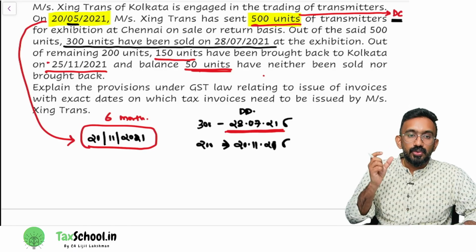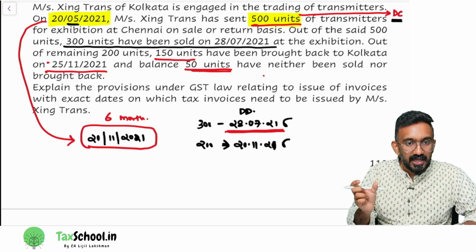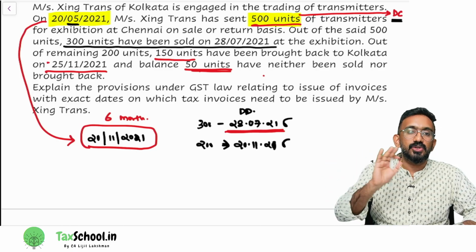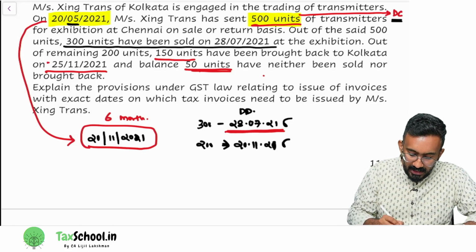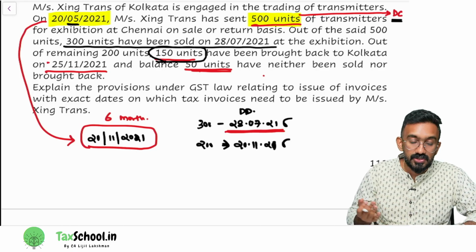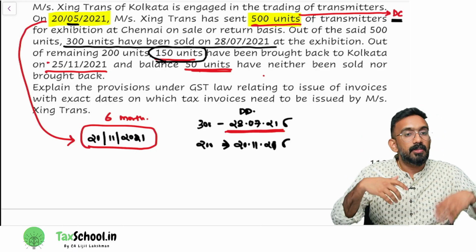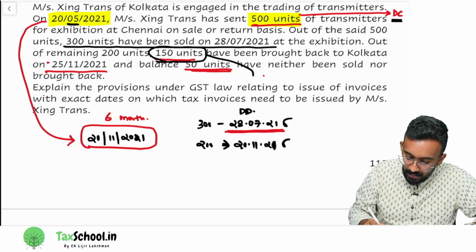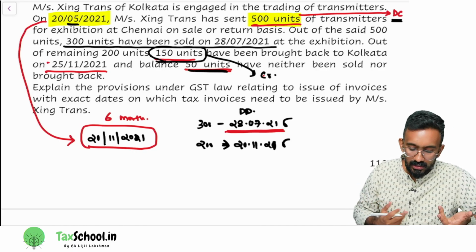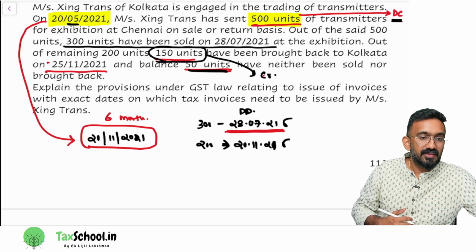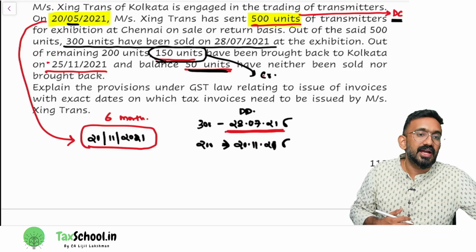So your due date of invoice is the date of supply or 6 months from the date of removal, whichever is earlier. Beyond 6 months, you cannot keep. Then what happens? If the 150 units are brought back after 6 months, but I already gave the bill and paid the taxes, then I will issue a document called a credit note to return it. The 50 units are neither sold nor brought back. When they are brought back, they will have to issue a credit note to cancel it because I already gave the bill.